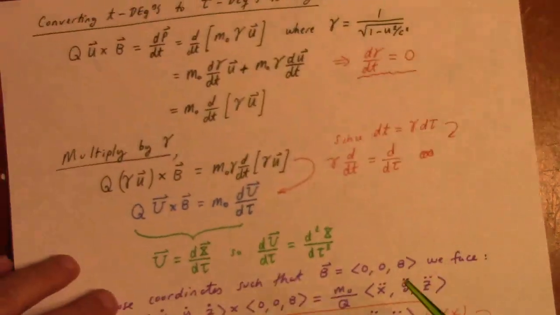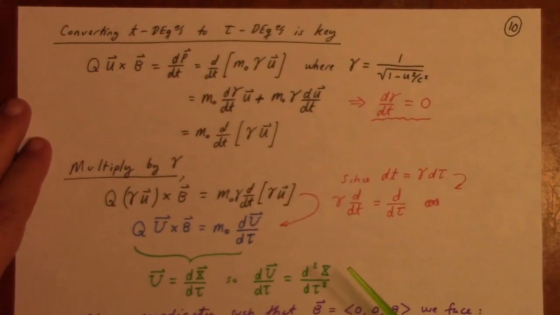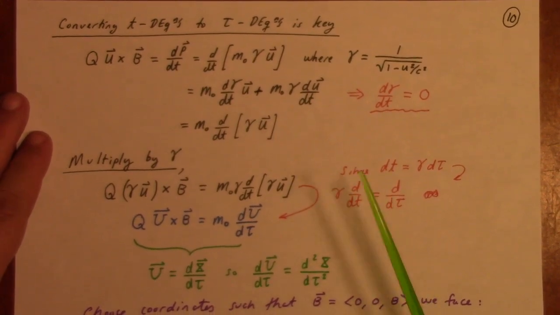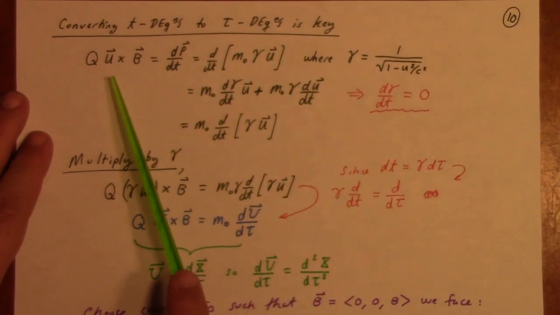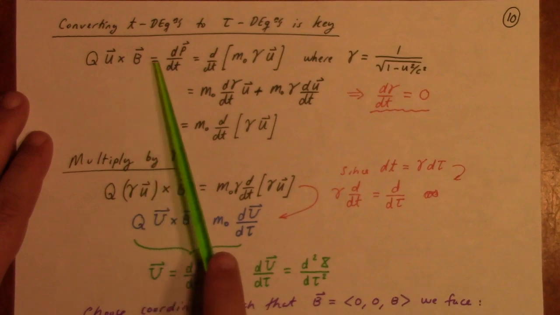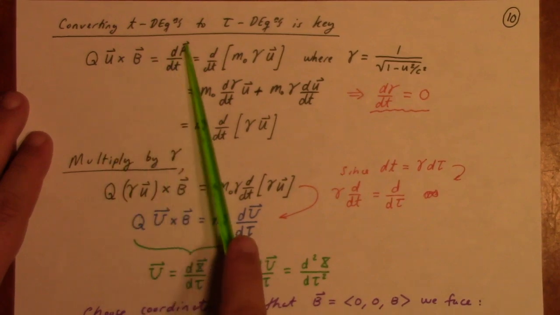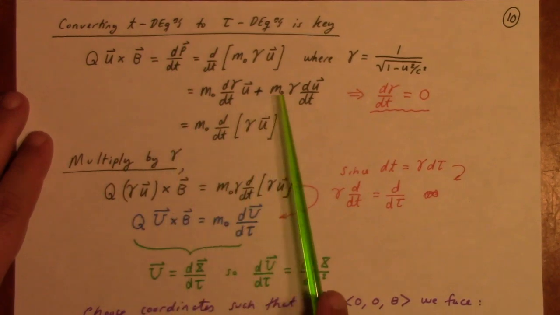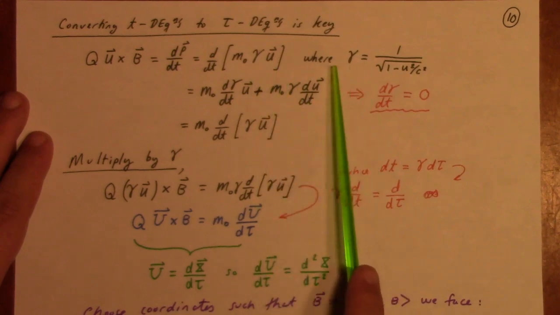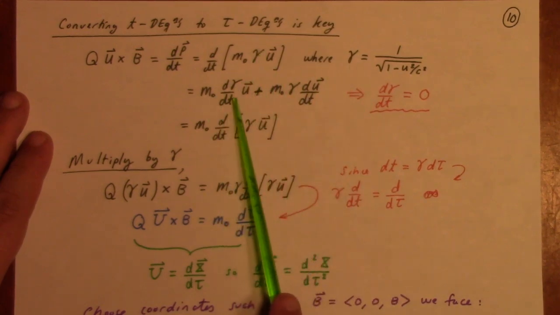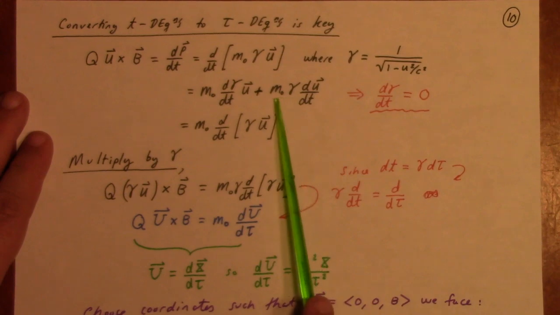So what I'll do on the next couple of final pages here is work through that more carefully. I'll try to go somewhat faster because I'm almost out of time at the moment. So we've got q u cross B is dp/dt. This is the force equal to dp/dt. And you get d gamma/dt u plus m0 gamma du/dt.